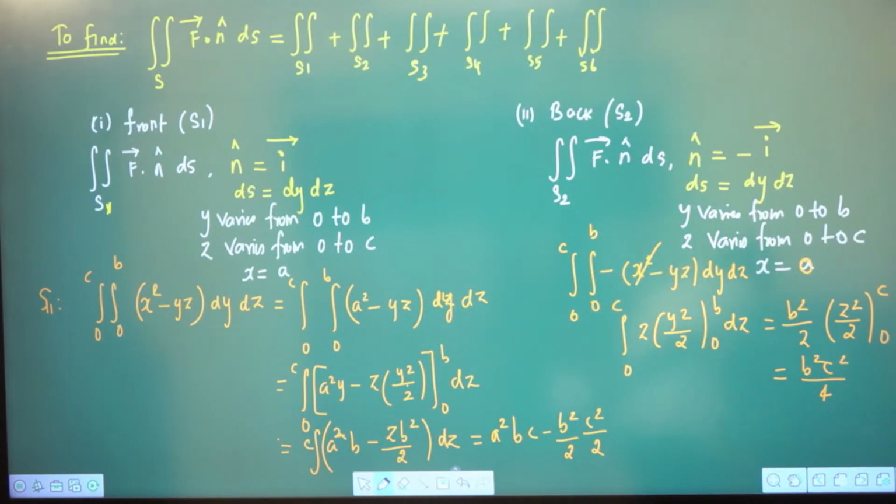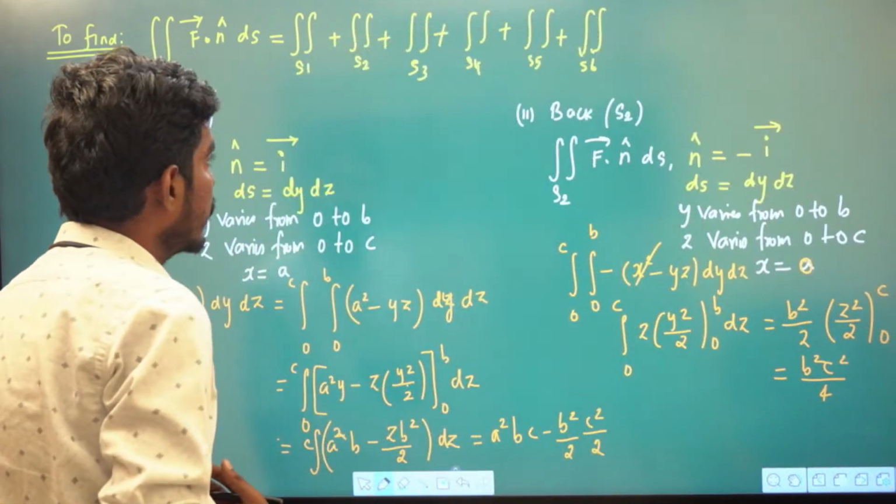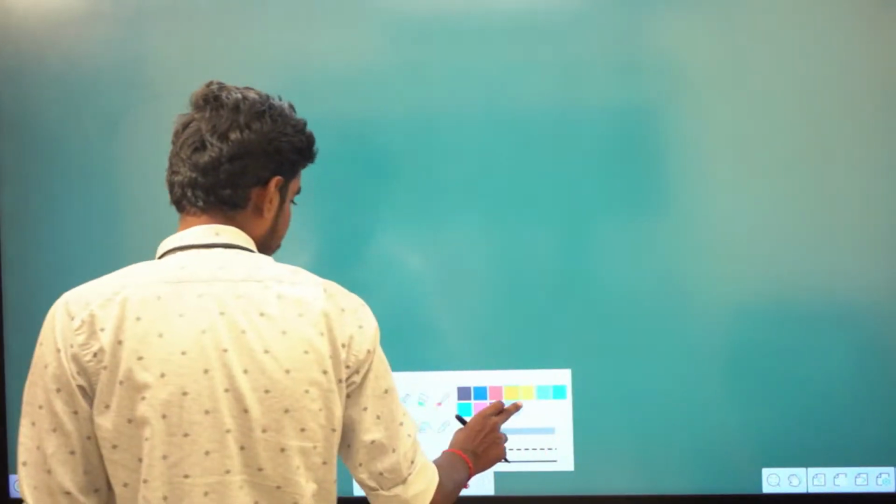We have found two surfaces now, S1 and S2. Now similarly, we need to find S3 and S4, that means right and left. So we'll take the right surface now.